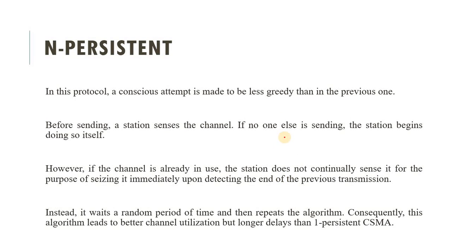Second is the non-persistence. In this protocol, a conscious attempt is made to be less greedy than in the previous one. So before sending, a station senses the channel. If no one else is sending, then the station begins doing so itself. However, if the channel is already in use, the station does not continuously sense it for the purpose of seizing it immediately upon detecting the end of the previous transmission. Instead, it waits a random period of time and then repeats the algorithm.